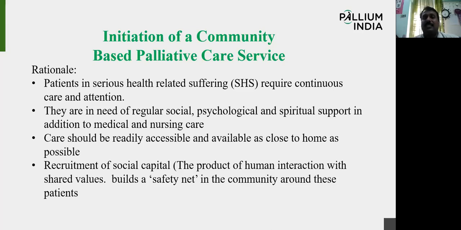When a particular beneficiary is connected to community services or a community system, their psychological, social, and spiritual aspects will be taken care of by understanding their life situation, their family system, their family bond, and everything. So we will be concentrating more on home-based care. Care should be readily accessible and available as close to their home as early as possible. Like that, they will be getting care.